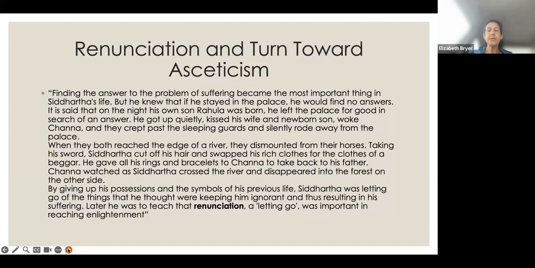He got up quietly, kissed his wife and newborn son, woke Chana, his attendant, and they crept past the sleeping guards and silently rode away from the palace. When they reached the edge of a river, they dismounted from their horses. Taking his sword, Siddhartha cut off his hair and swapped his rich clothes for the clothes of a beggar. He gave all his rings and bracelets to Chana to take back to his father. Chana watched as Siddhartha crossed the river and disappeared into the forest on the other side. By giving up his possessions and the symbols of his previous life, Siddhartha was letting go of the things that he thought were keeping him ignorant, and thus resulting in his suffering. Later, he was to teach that renunciation, a letting go, was important in reaching enlightenment.